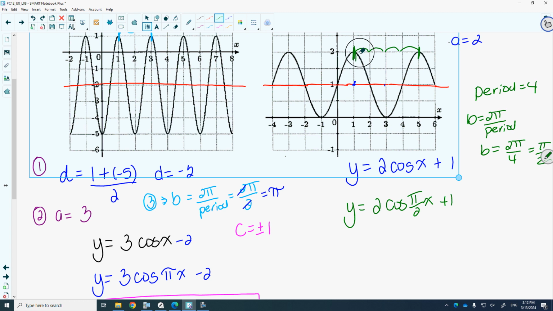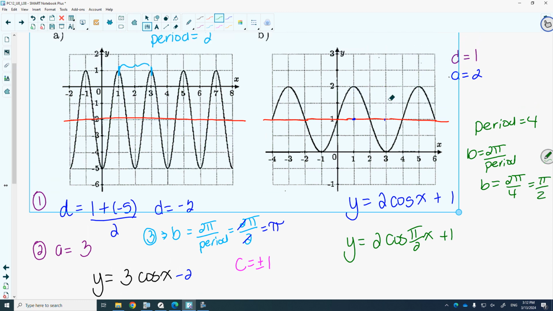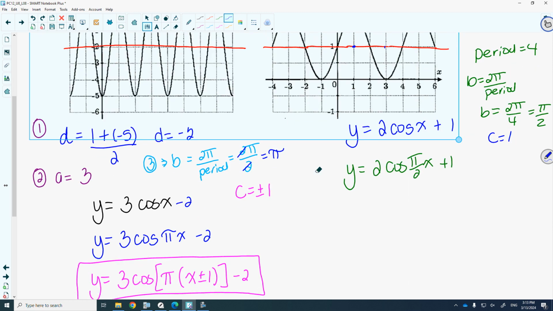Okay, now we need to do the phase shift. Phase shift for a cos graph is from your y-axis to your nearest maximum. So like from here, my c value could go 1 unit to the right, or it could go 1, 2, 3 to the left. You always want to do the minimum phase shift. So from my y-axis, my c would be going 1 to the right. Okay, so c is equal to 1.